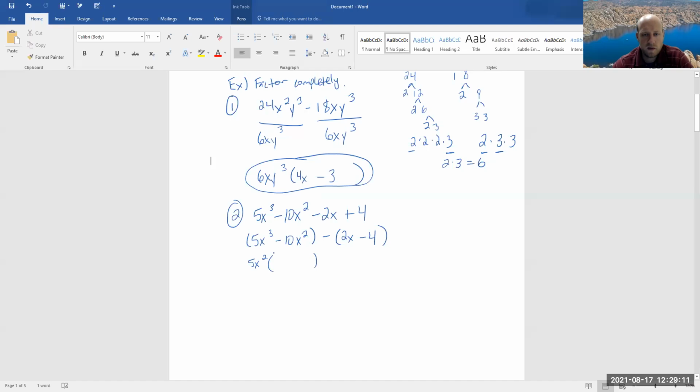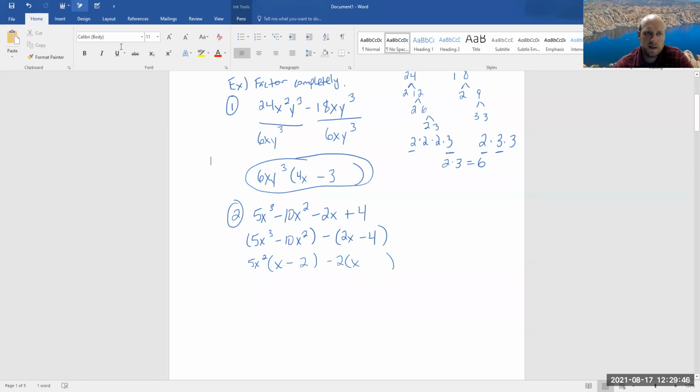And left over, so we can divide those kind of either off to the side if you want, or in your head, 5x to the third divided by 5x squared would just leave us with an x. 10x squared divided by 5x squared just leaves us with 2. So that's factored. And then out of 2x minus 4, I can take out a 2. So then I'm left with x plus, or sorry, not x plus 2, just x minus 2.